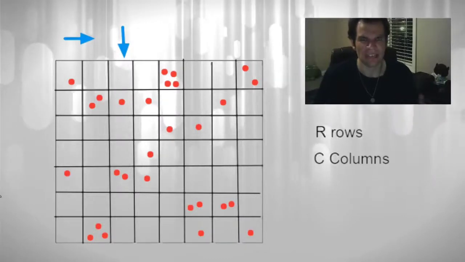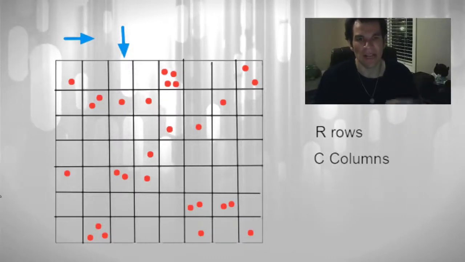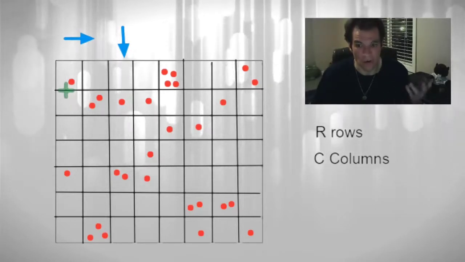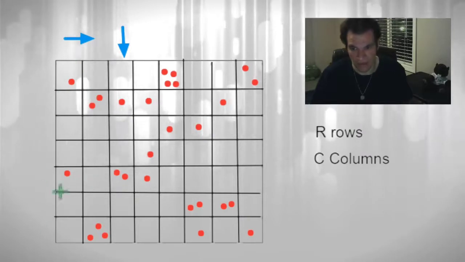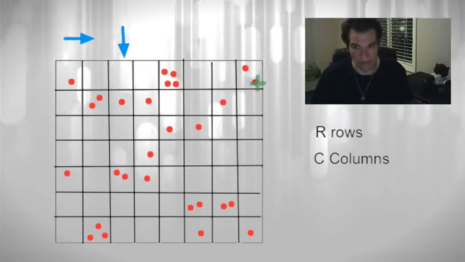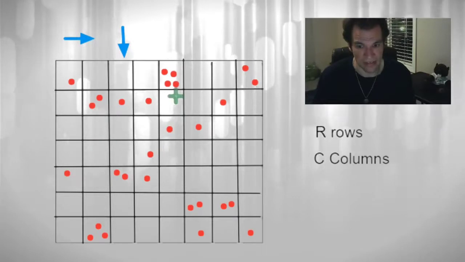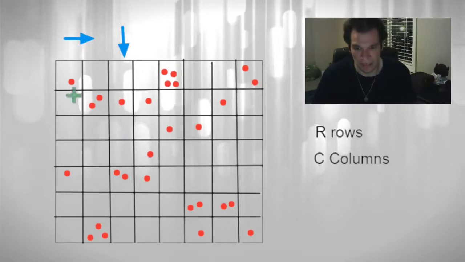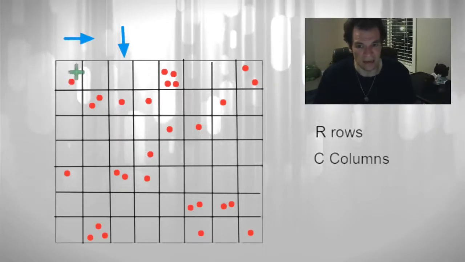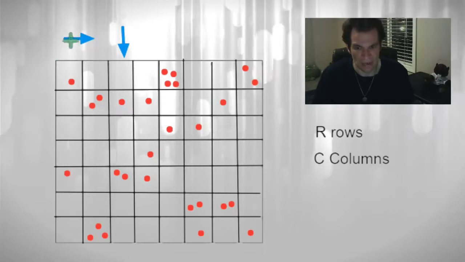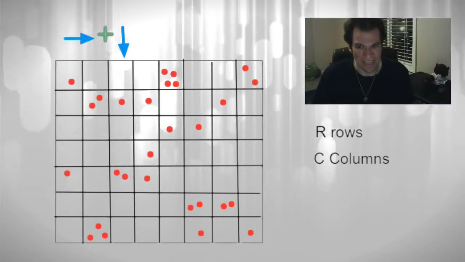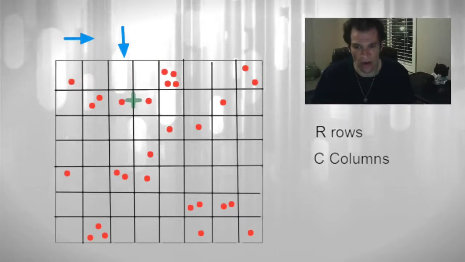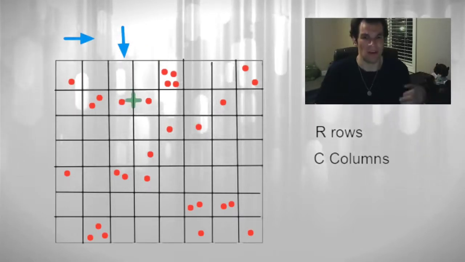Let's illustrate that with the simplest problem I can think of. Consider a grid of R rows, and these are the rows, and C columns. Each cell in the grid has a certain amount of apples. You start here at the upper left, and you can only move either right or down, and you want to collect the maximum amount of apples.